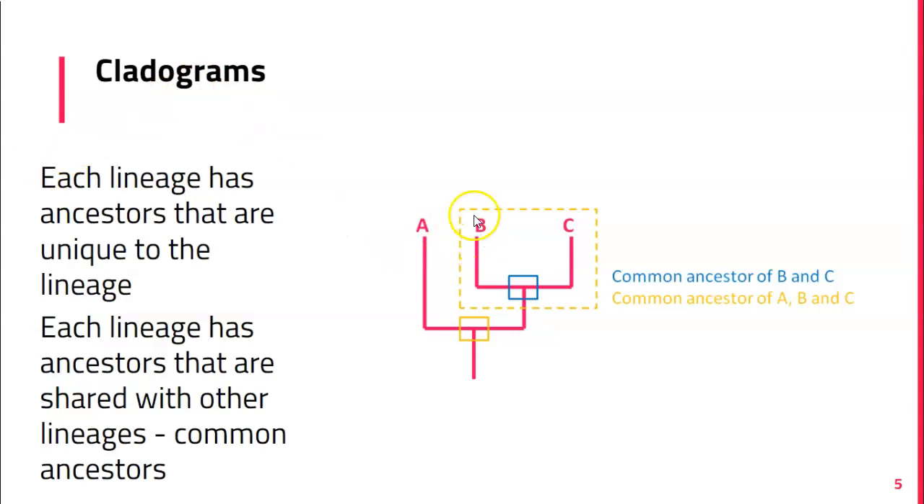Like, let's start with B and C. You have lineage B and lineage C, and then right here in this blue box, you have the common ancestor. But then you can also show how A kind of veered off from B and C, and you can still show that common ancestor, that would be in this yellow solid box.